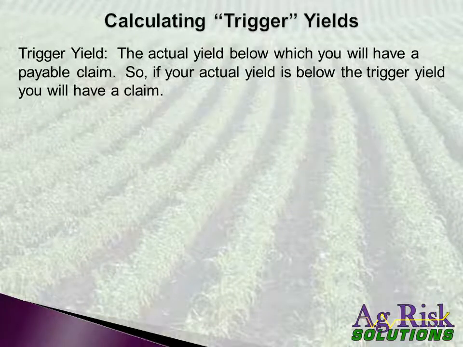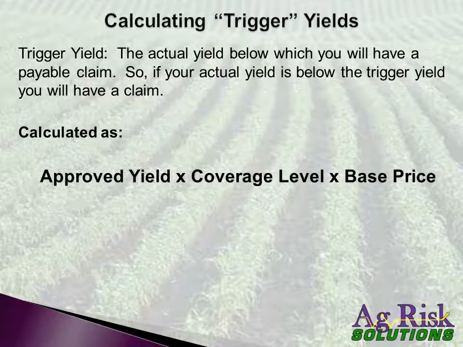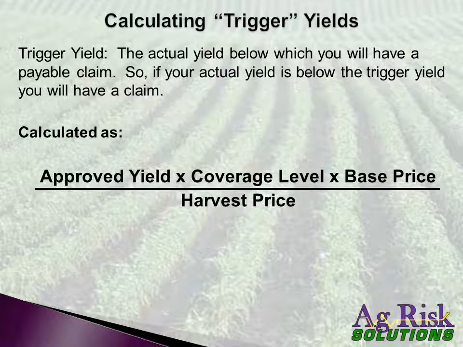The trigger yield is the actual yield below which you will have a payable claim. So basically what we're saying here is that if your actual yield is below the trigger yield, you will have a claim. And the trigger yield is calculated based on the base price, the approved yield, the harvest price, and the coverage level. So the way we calculate that then, the formula, is to take your approved yield on the particular unit times your coverage level election times the base price, and then we divide that by whatever the harvest price ends up being, and that will give you your trigger yield.